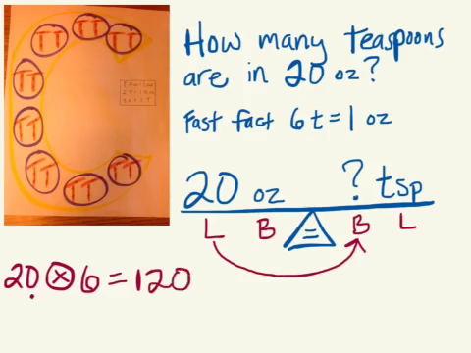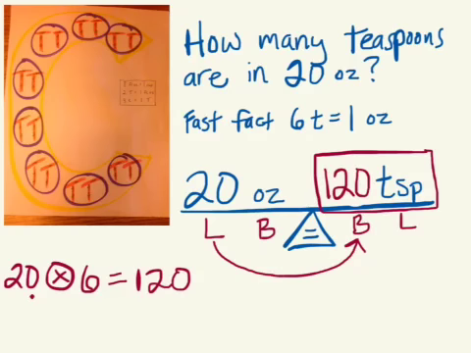So 120, but 120 what? Teaspoons. 120 teaspoons is the same as 20 ounces.